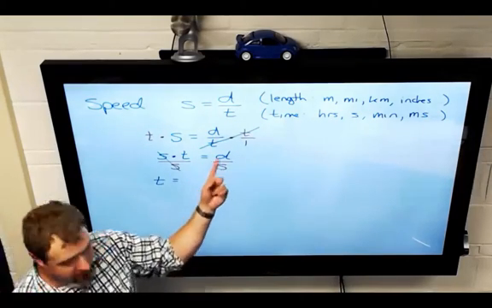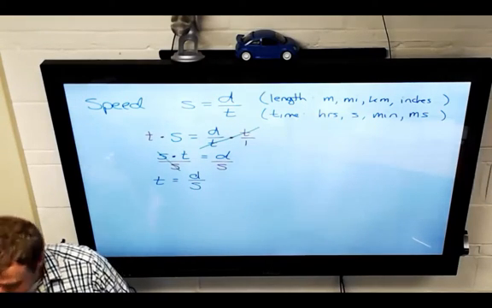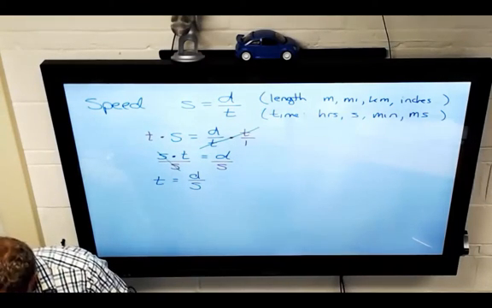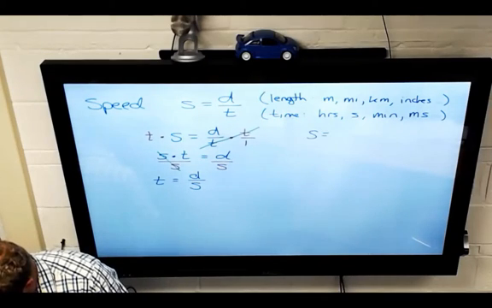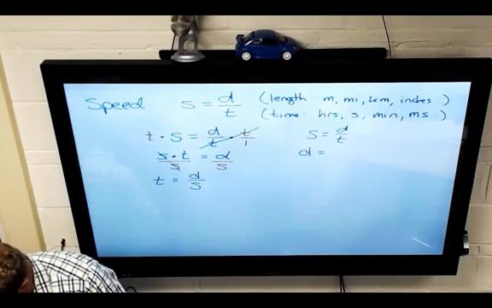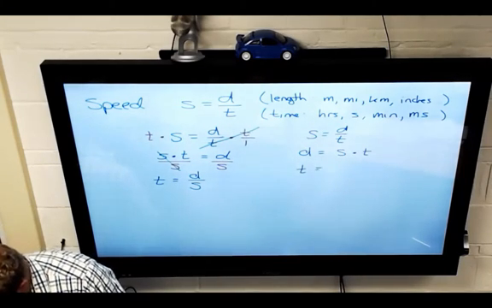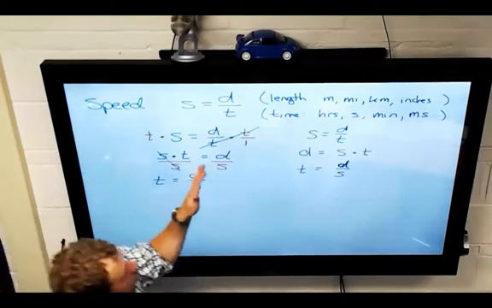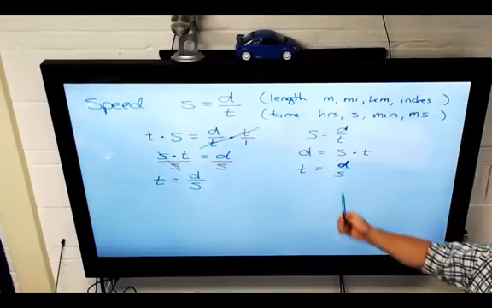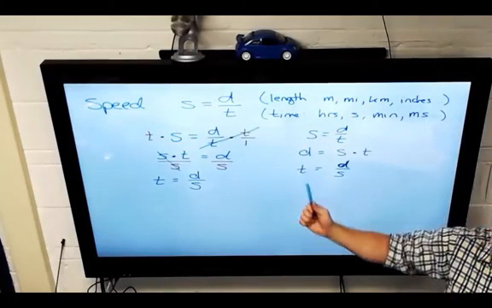and what am I left with over here? Yeah. D divided by s. D divided by s. To summarize, s equals d over t. D equals s times t. T equals d over s. 3 equations that I can use to find either speed, distance, or time.